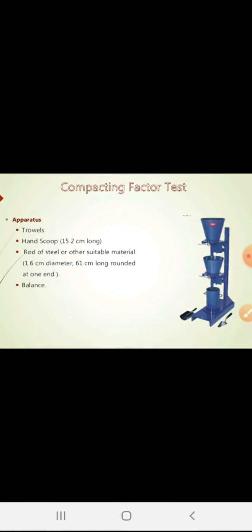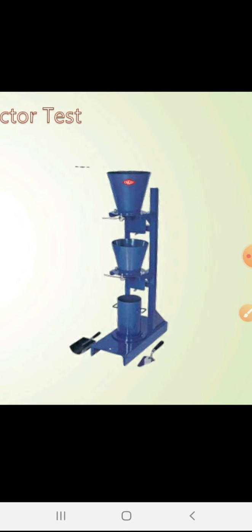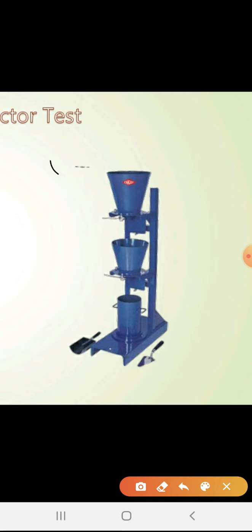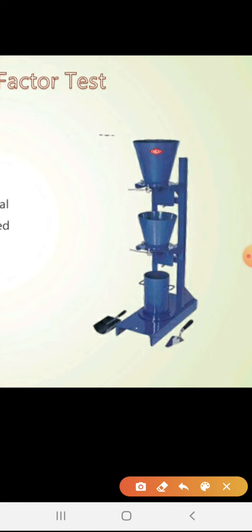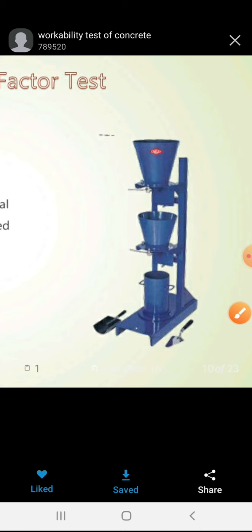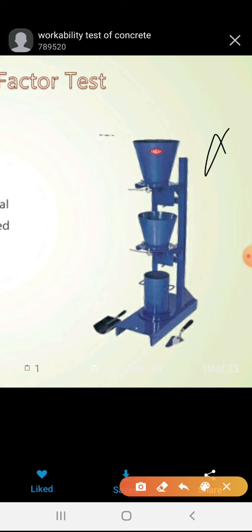We can add the cement, sand and aggregate. Here the hand scoop is 15.2 centimeter long and the steel rod has a diameter of 1.6 centimeter. First we should fill the cement, sand and aggregate into hopper A. Here we can see a lock. That lock should be closed before putting the concrete into hopper A. The first is hopper A, the second is hopper B, and the third is C, the cylinder.